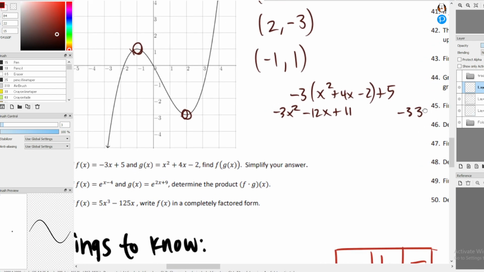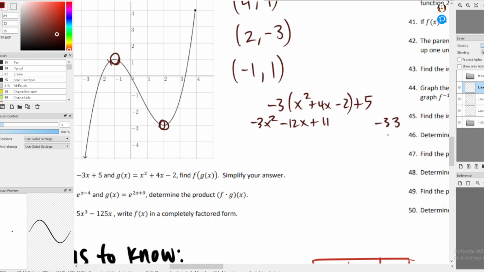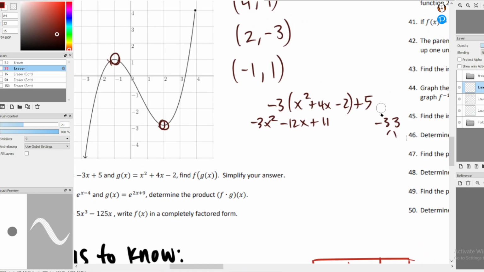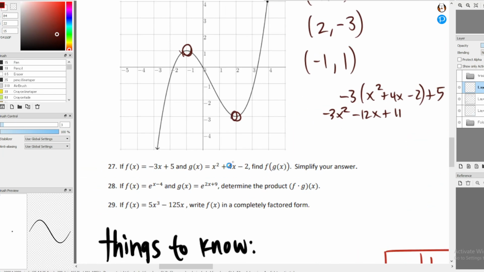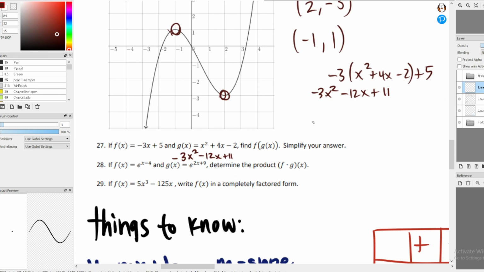It actually might not want us to factor, but it might. Let's see if this factors nicely, that's great. I don't think it'll factor nicely, though. Yeah, it won't factor nicely. So we'll just leave it at this, because it's not asking us to solve for x or anything like that. So that would be our answer for 27.